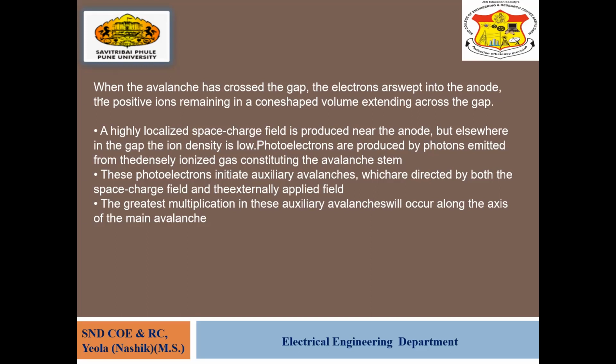Streamer theory is applied only if the PD is greater than 1000. What is P? P is the pressure and D is the distance between the electrodes. So when the PD product is greater than 1000, it means that it is a non-uniform field. And we have seen in the starting that Townsend theory is not applicable for a non-uniform field. If there is a non-uniform field, then at this time you have to apply only the streamer theory.